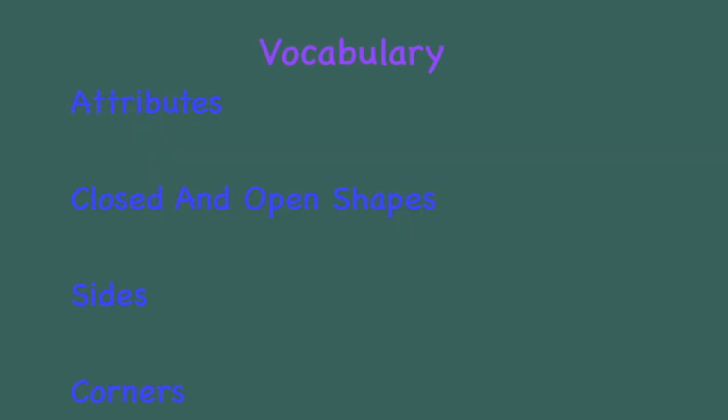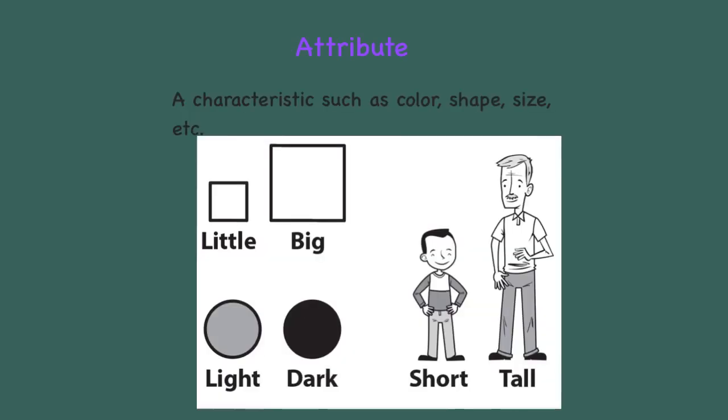Some vocabulary that will be useful before we go over some examples are attributes, closed and open shapes, sides, and corners. The first word is the word attribute. It is a characteristic such as a color, shape, size, etc. Examples of an attribute are little and big, light and dark, or short and tall.